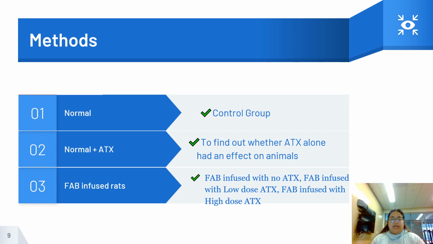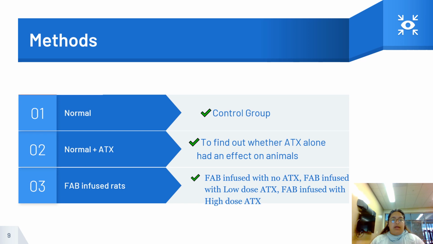In this section, the next step was that the scientists separated the lab rats into different categories. They had the FAB-infused rats and their normal lab rats.